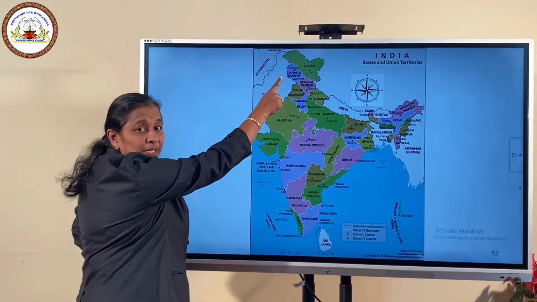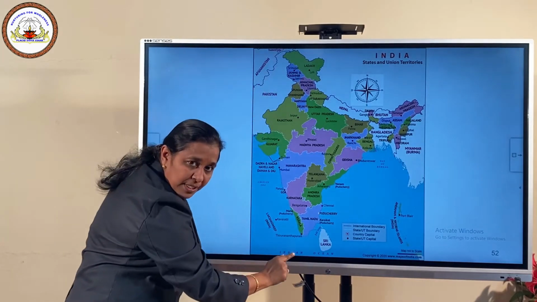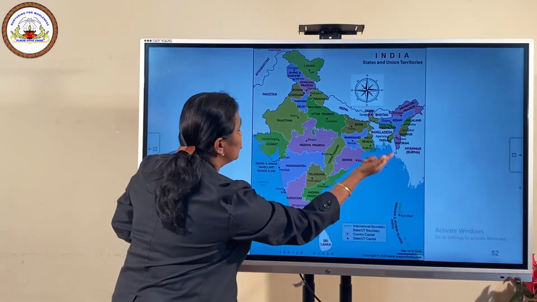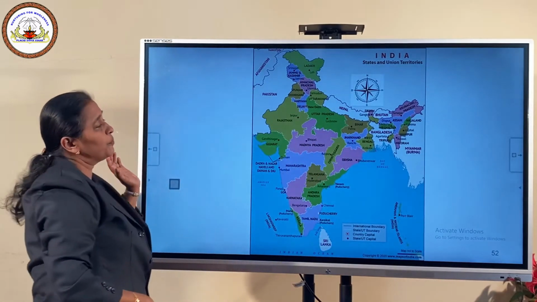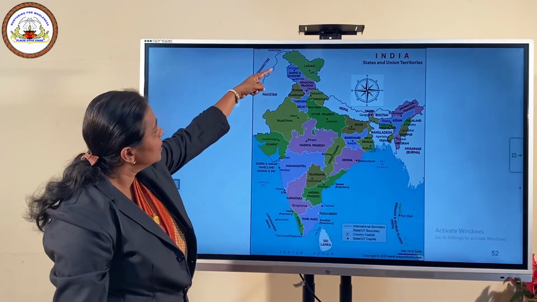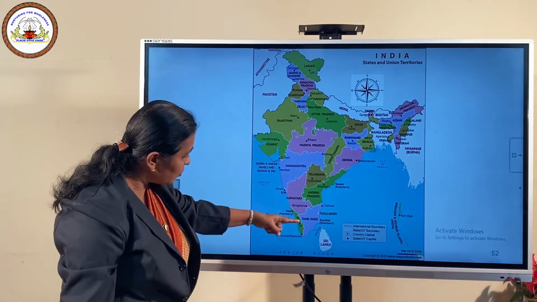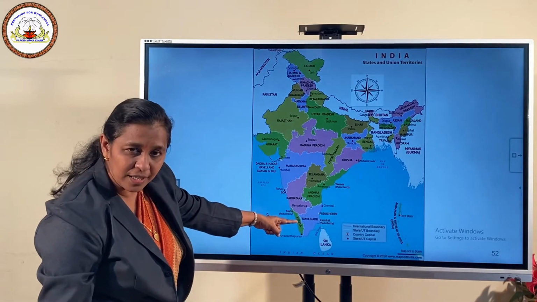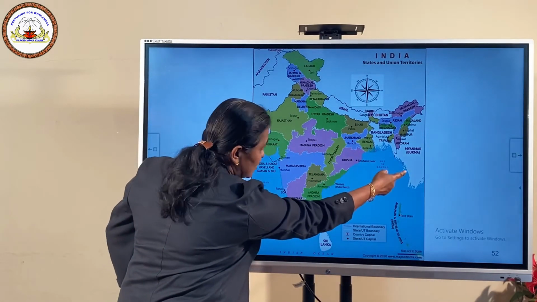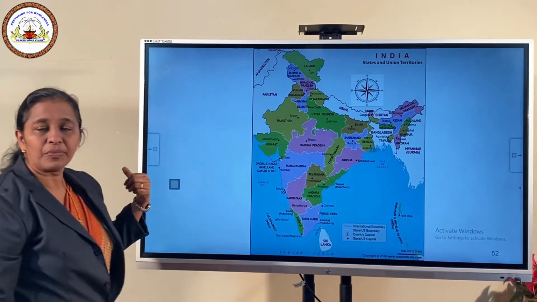Top of the map is the north. The bottom of the map is the south. To your right is east and to your left is west. See, looking at the map of India, Jammu and Kashmir lies in the north. Tamil Nadu lies in the south. Then West Bengal lies in the east and Gujarat lies in the west.